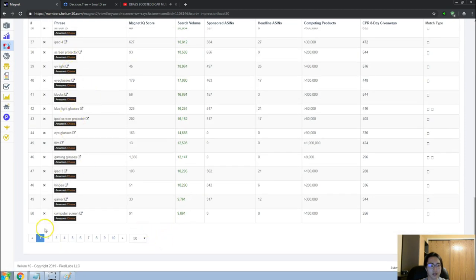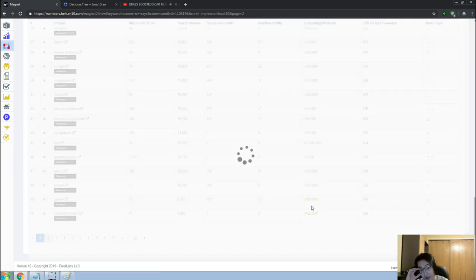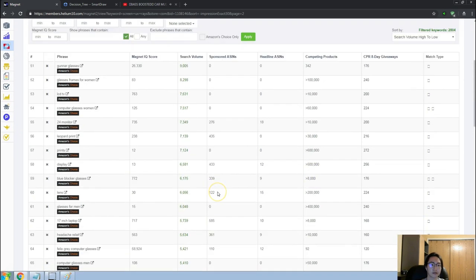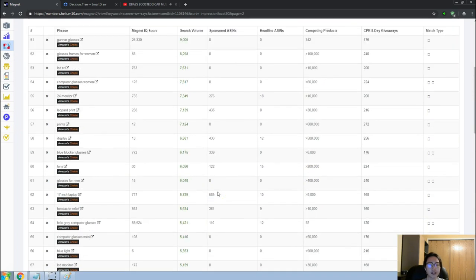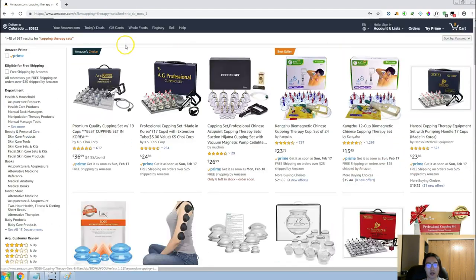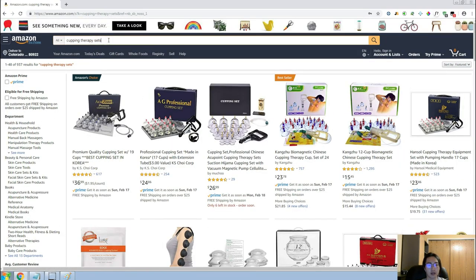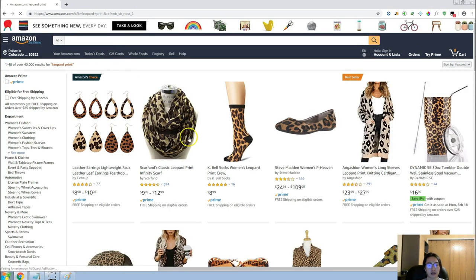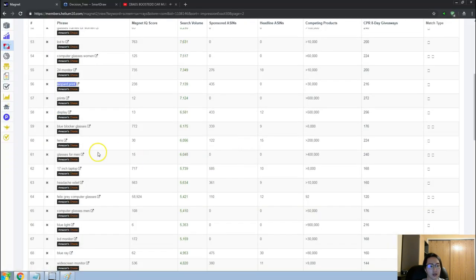So yeah, those are the glasses that I was talking about, and it's a saturated market. Plus, glasses, it's like getting into watches or shoes. LCD TV, computer glasses, women. People are just straight up searching leopard print. What kind of leopard, like, what leopard print? Okay.